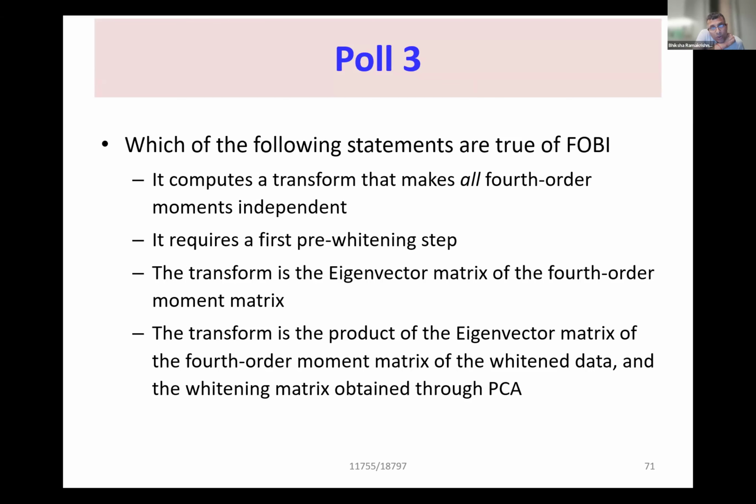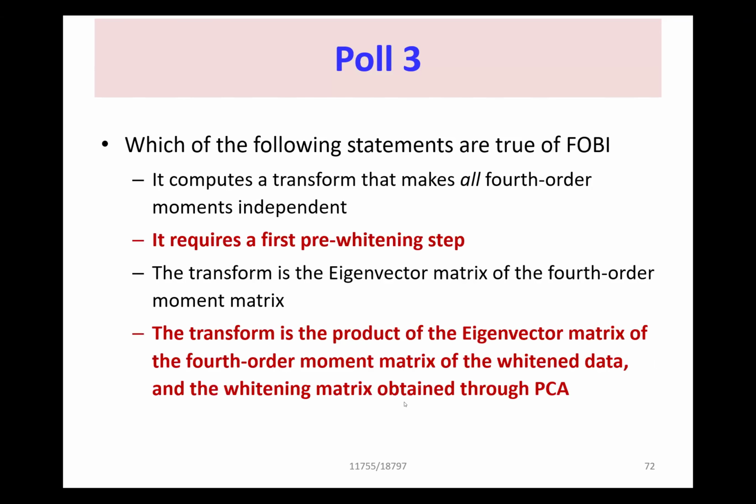Which of the following statements are true of Phobie? It computes a transform that makes all fourth order moments independent. Is this true or false? False. It requires the first pre-whitening step. True. The transform is the eigenvector matrix of the fourth order moment matrix. False. True. The transform is the product of the eigenvector matrix of the fourth order moment matrix of the whitened data and the whitening matrix. That's true, right? Yeah, so only the first, second, and the fourth are true, right?